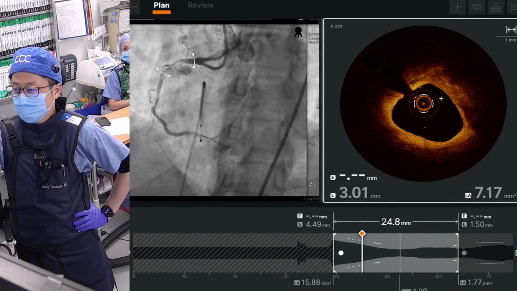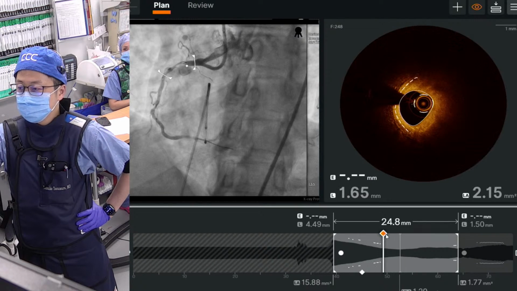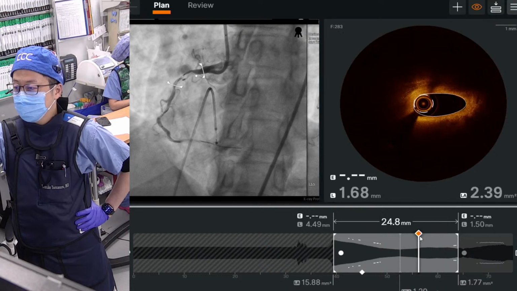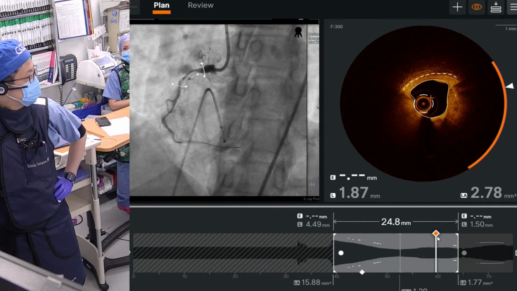Then what's your measure? Yeah, I will measure. At least here, it's like 1.0, more than 0.5. And longitudinal is anyway more than 5 millimeter. Yeah, and the arc is more than 180. It's a calcium score of 4. It's severe calcium. And your MLD at the tightest lesion?